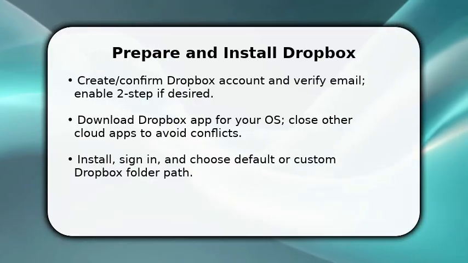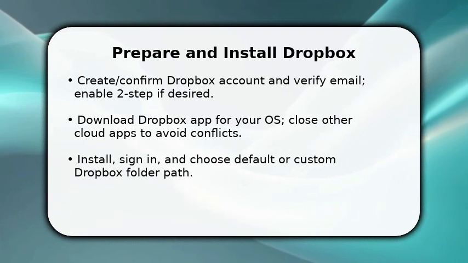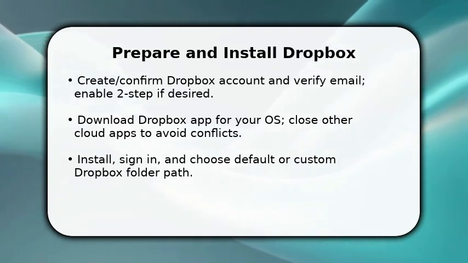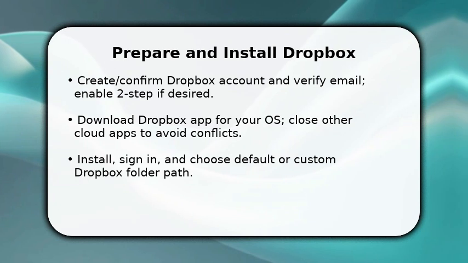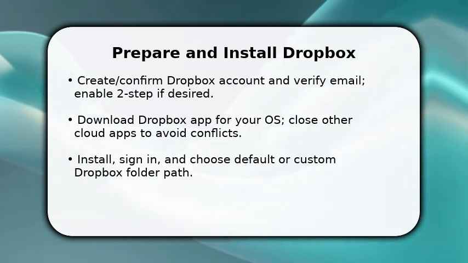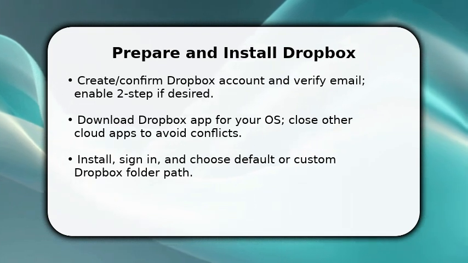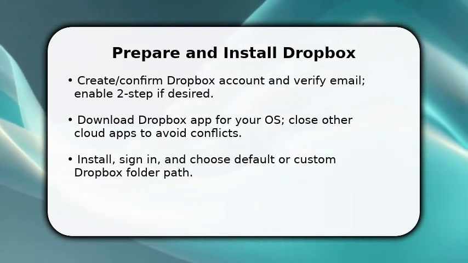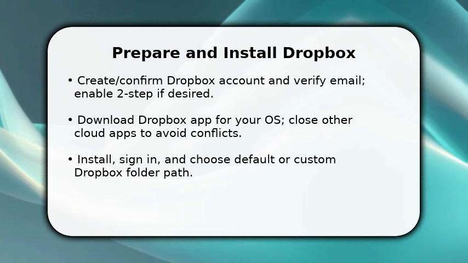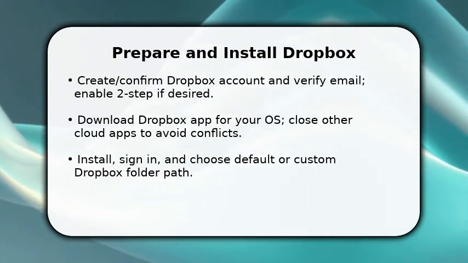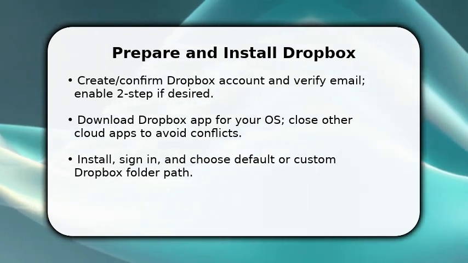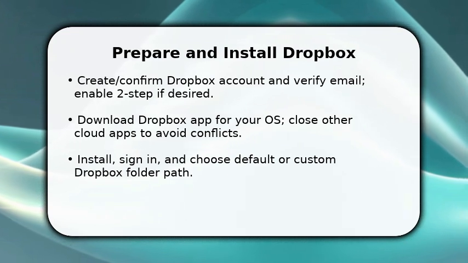You begin by confirming your Dropbox account and signing in on the computer. Once signed in, download and run the official Dropbox installer for your operating system. Make sure no other cloud sync apps are running to prevent file lock conflicts. During setup, choose the default folder or a custom path on a drive with sufficient space, because sync speed and reliability depend on available disk space and folder location.